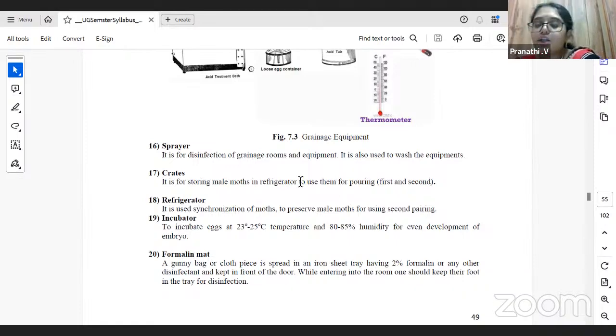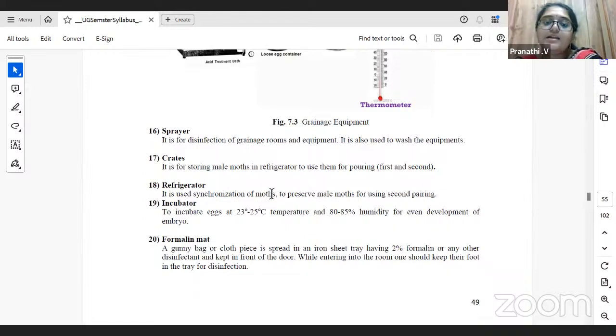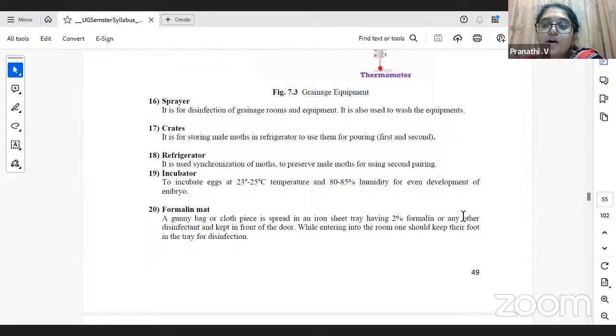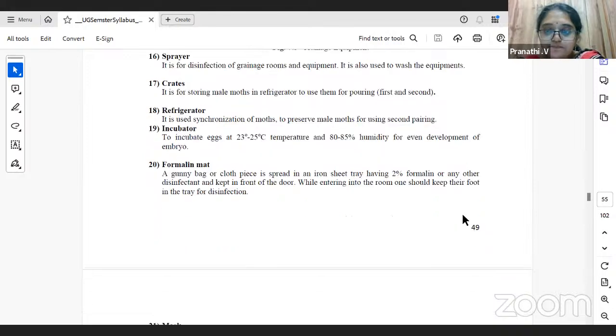And then you need an incubator to incubate the eggs. This is maintained at a very low temperature, because we are not going to talk about high temperatures at all: 23 to 25 degrees Celsius, and a relative humidity of around 80 to 85% for the proper even development of the embryo.